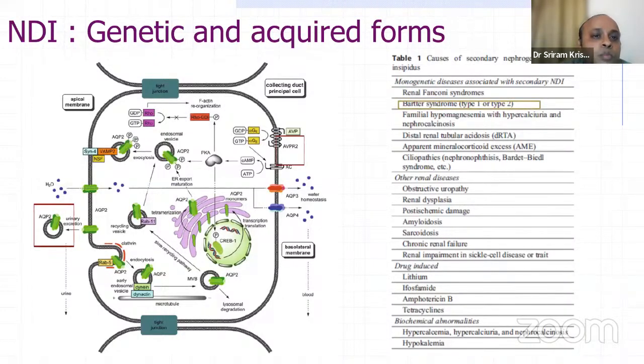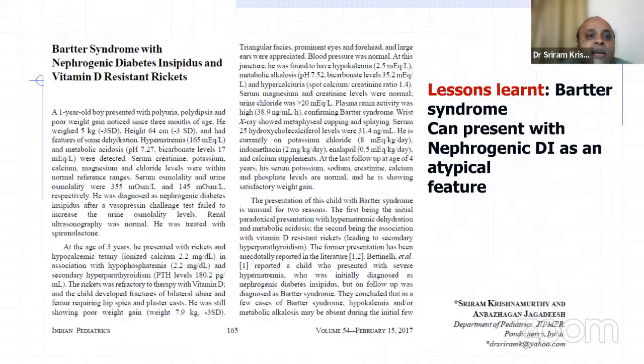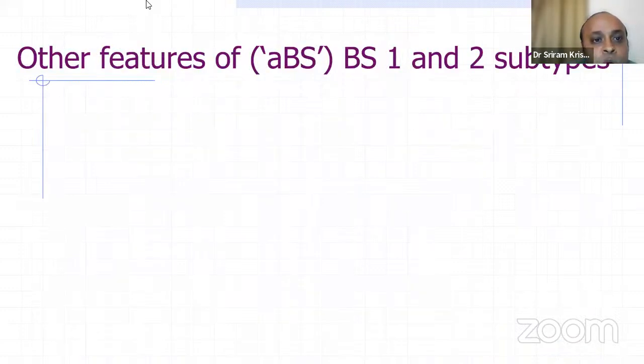Bartter syndrome is well reported in the etiology of nephrogenic diabetes insipidus. So this case, the lesson that we learned, we actually published it in Indian Pediatrics. And the lesson that we learned is that Bartter syndrome can present with a nephrogenic DI as an atypical feature. The symptomatology may evolve later. So what are the other phenotypes? This is actually a Bartter syndrome type 1.